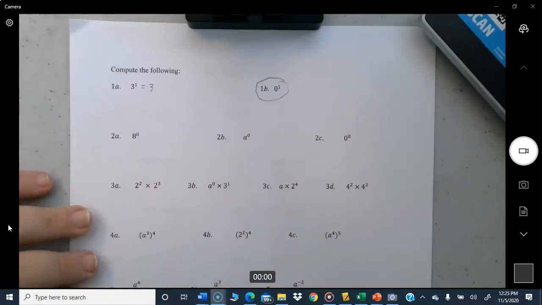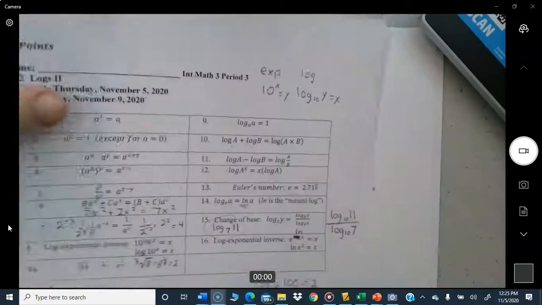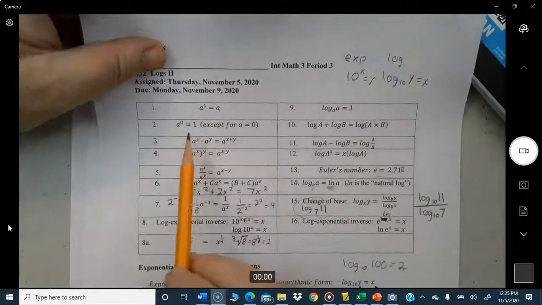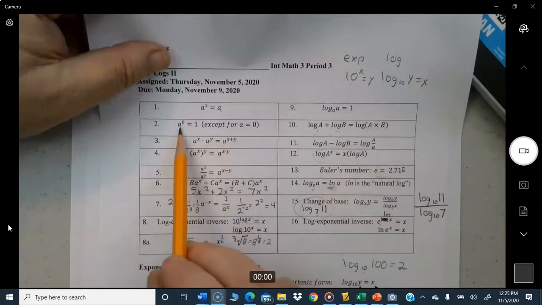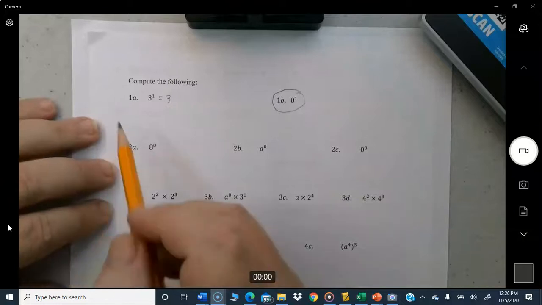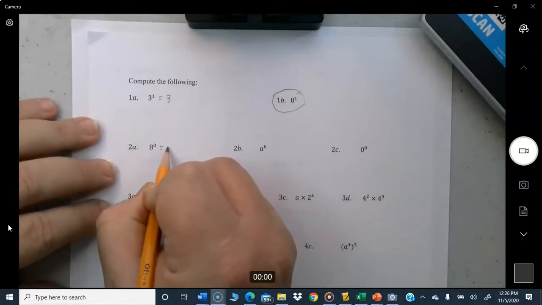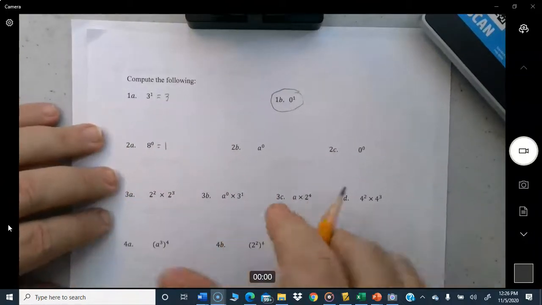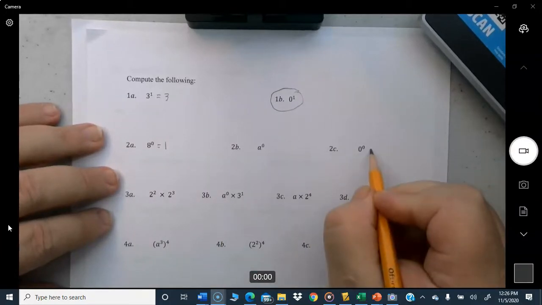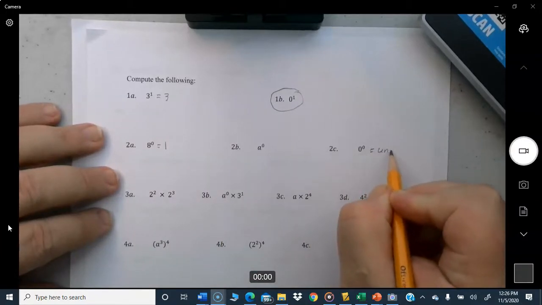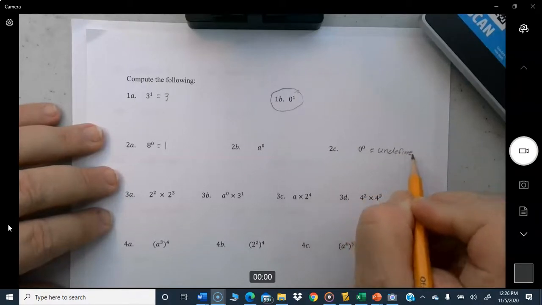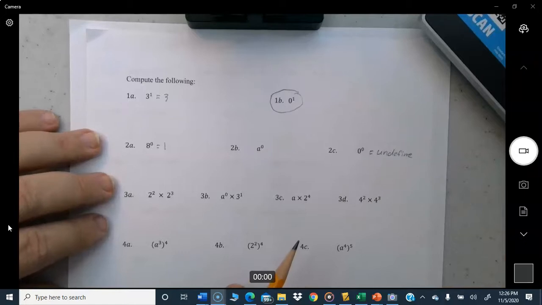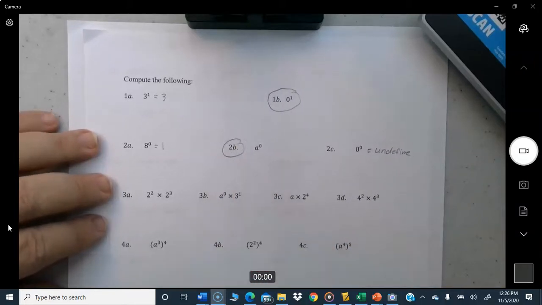All right, next. 8 to the 0 power. We come over here, and anything raised to the 0 power equals 1 except if a equals 0. Then it's undefined. So right here we have 8 to the 0 power equals 1. Over here we have 0 to the 0 power, and that equals undefined. It's the only one that you can't raise to the 0 power. Don't ask why, you just can't. And now you do this one.